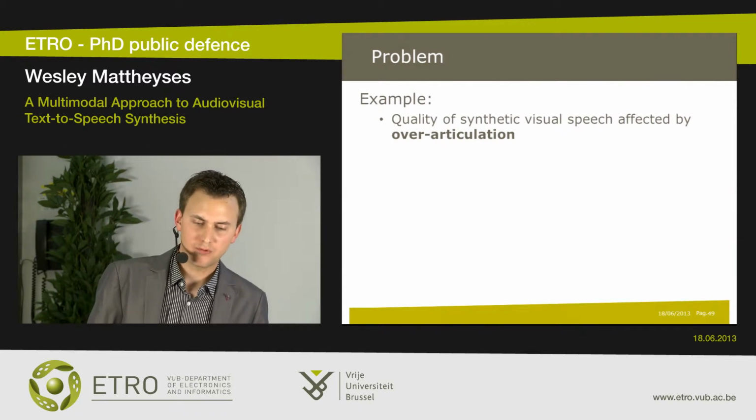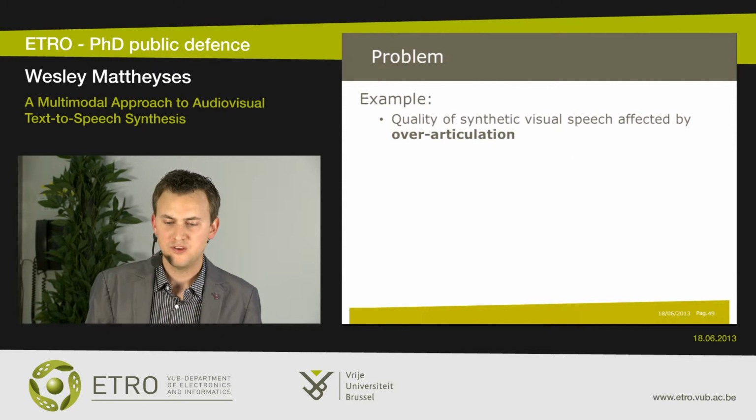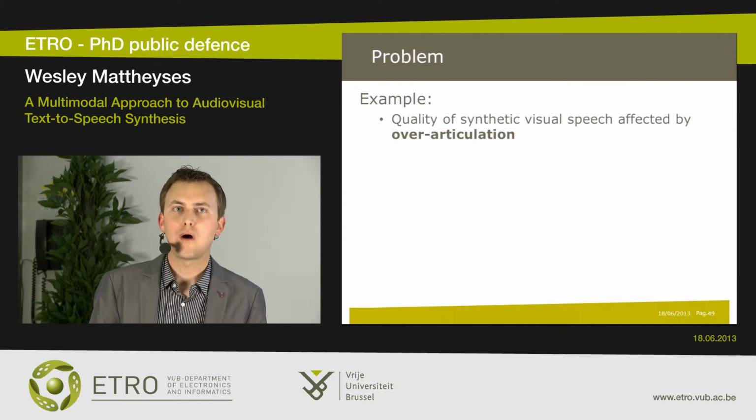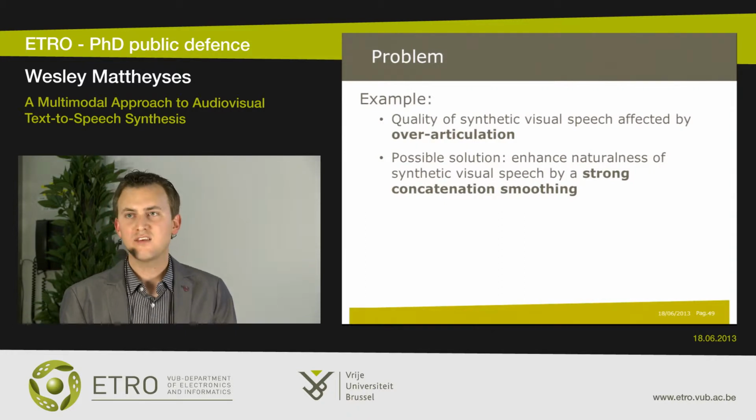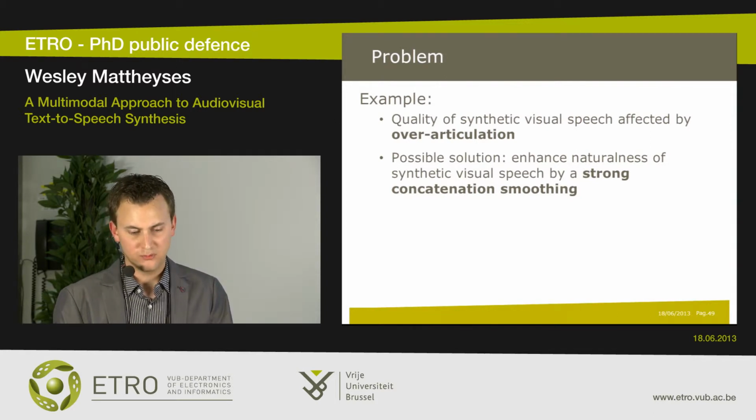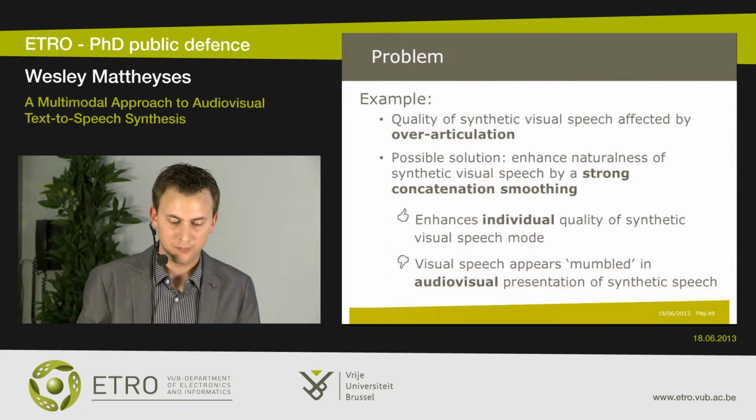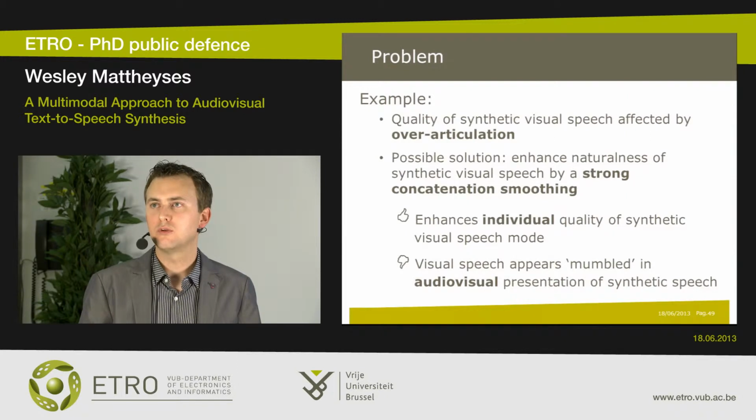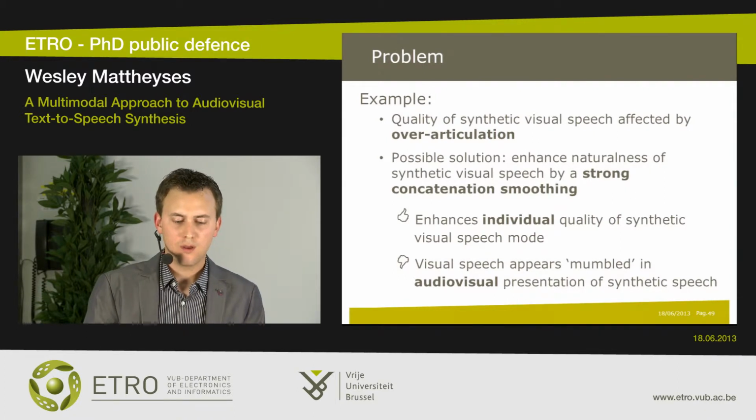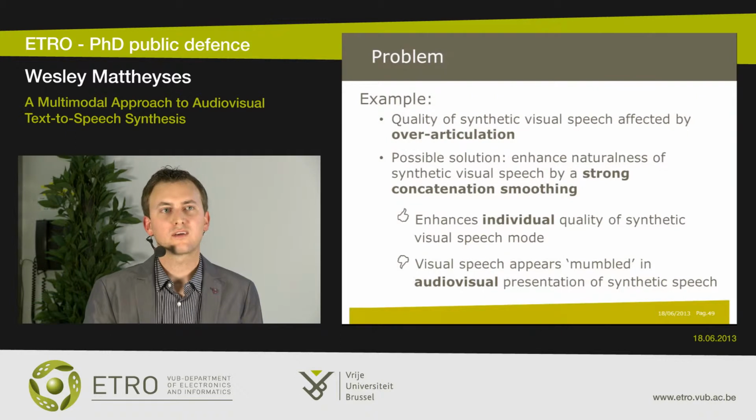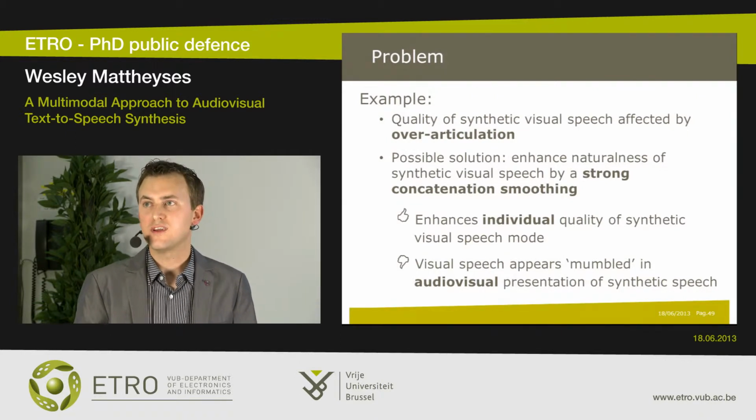For instance, one of the problems we experienced was that the quality of the synthetic visual speech was affected by over-articulation effect. So the mouth of the virtual speaker was moving too fast to be realistic. Now a possible solution would be to enhance the naturalness of this visual speech by applying a very strong smoothing of the concatenations. Because this would indeed smooth the visual speech and it would make it more natural. But we could notice that when this highly smoothed visual speech was displayed audiovisually, it suddenly appeared mumbled because it did not match anymore the acoustic articulation that were played together. So we could notice that this very strong concatenation smoothing degraded the level of audiovisual coherence, and this way it degraded the audiovisual speech quality.